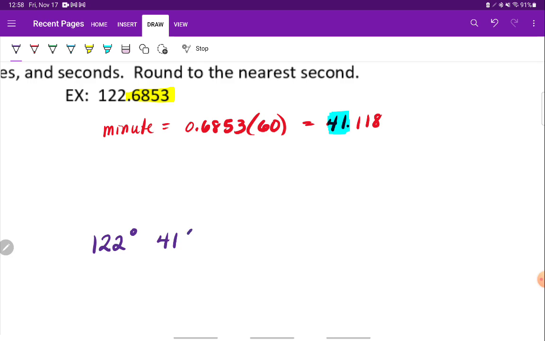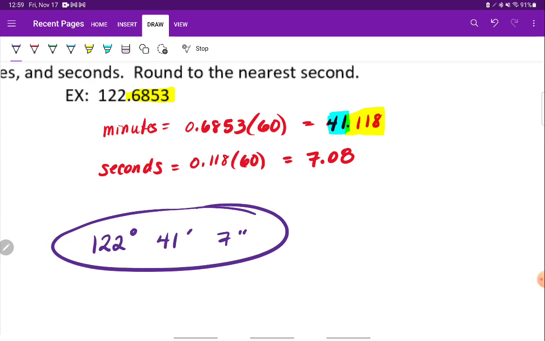And you're never rounding up here. We're just cutting off the whole number portion. And then to get our seconds, we take the decimal portion from the minutes and multiply it by 60. And we get 7.08. And this one we will round because that's what our directions told us. Rounding this to the nearest second, we get 7. 122.6853 degrees is equal to 122 degrees, 41 minutes, and 7 seconds.